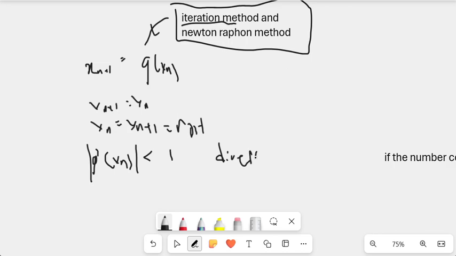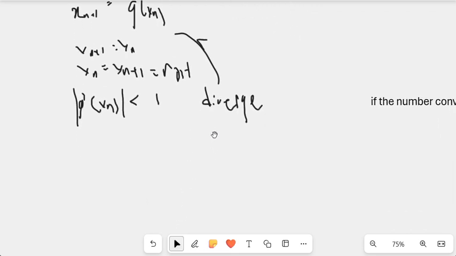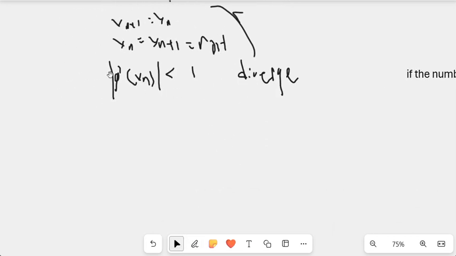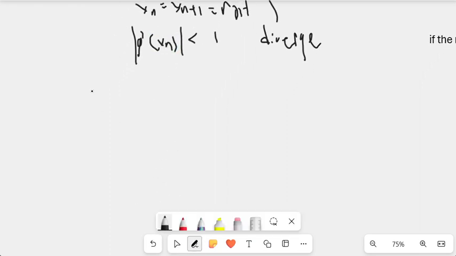The function would diverge, and it won't converge to a value, so you cannot obtain the root. So that's quite a good way to show this. There's a way to derive the formula, but there's quite a good way to show this thing is true by drawing a graph. So, okay, we will draw a graph.